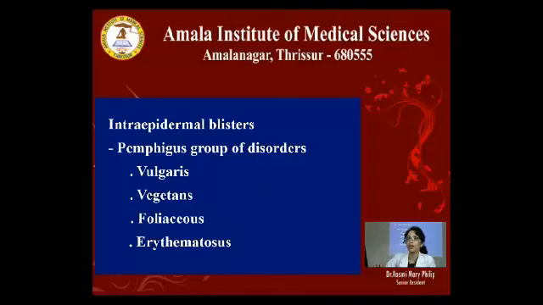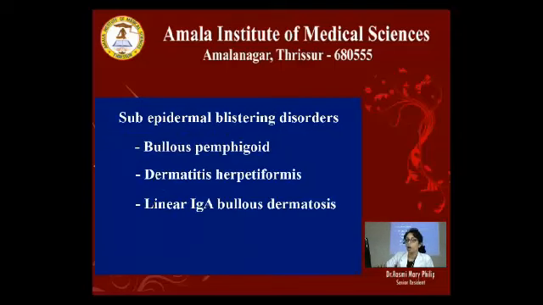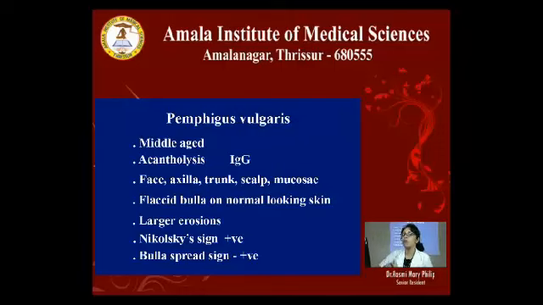Pemphigus can be classified broadly into pemphigus vulgaris and pemphigus foliaceus. Pemphigus vulgaris is further divided into pemphigus vegetans, and foliaceus into pemphigus erythematosus. The most common type of pemphigus is pemphigus vulgaris. Now, a little more about pemphigus vulgaris. Pemphigus vulgaris is the most common type of blistering disorder that we come across.